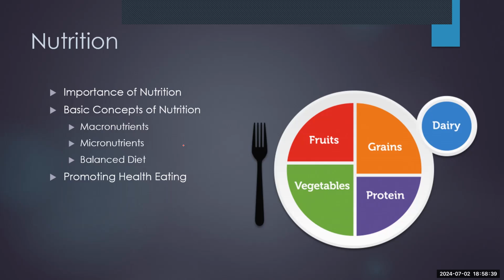Some strategies for promoting healthy eating. We're going to teach our students about the importance of making healthy food choices and understanding food labels. We're going to set a positive example by modeling healthy eating habits in the classroom and school environment. And we're going to engage students in cooking demonstrations, meal planning exercises, and taste tests to promote food literacy and encourage healthy eating.